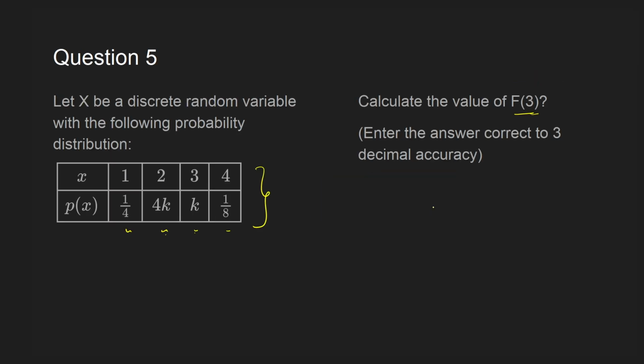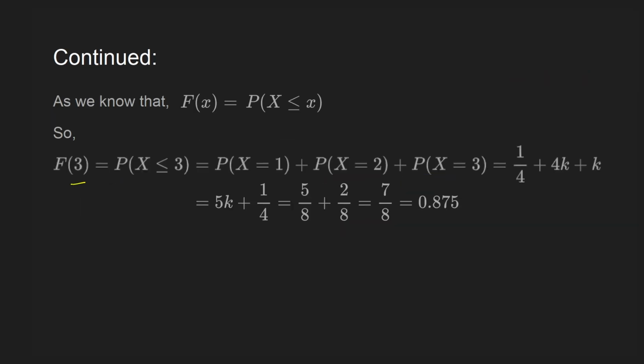Now we will find the value of the CDF at point 3, which we can write as the probability that X is less than or equal to 3. So we have to find the probability that X is equal to 1, plus the probability at point 2, plus the probability at point 3, which are given as 1/4, 4k and k. Now we put in the value of k and we get the CDF at point 3, which is equal to 0.875.